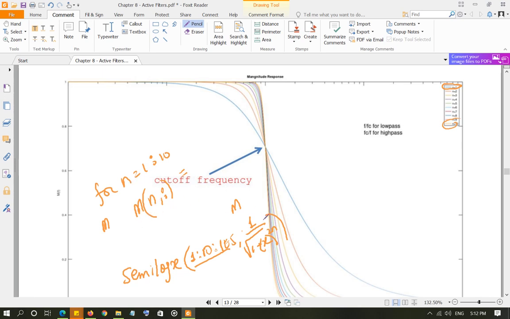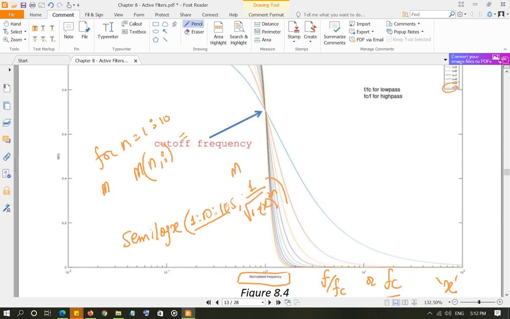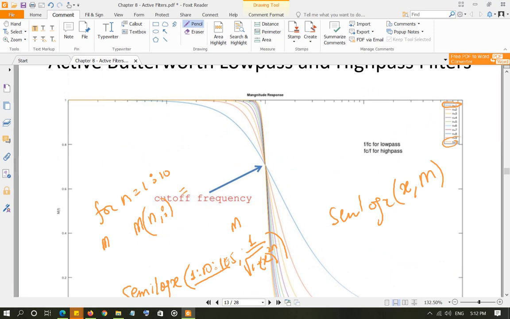When n is 2, it's going to calculate the value for the equation and assign it to the second row of the matrix. So I calculated a matrix where each row corresponds to this equation for a specific value of n, which is the order of the filter. Then all you have to do is semi-log x, the frequency, or x rather, comma M, and it is going to plot all the curves for you.